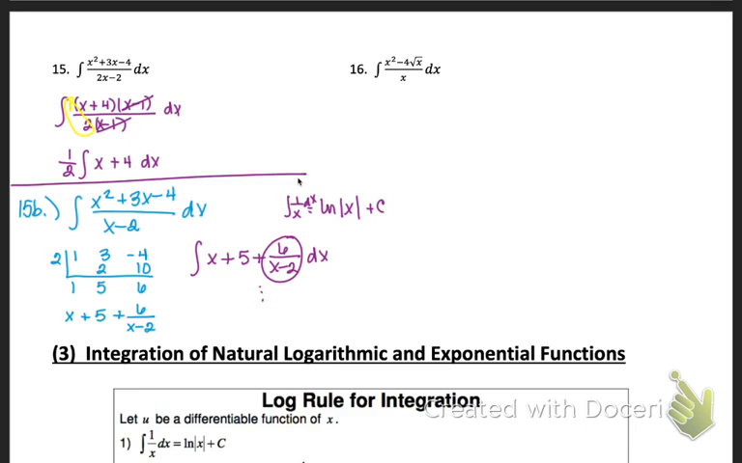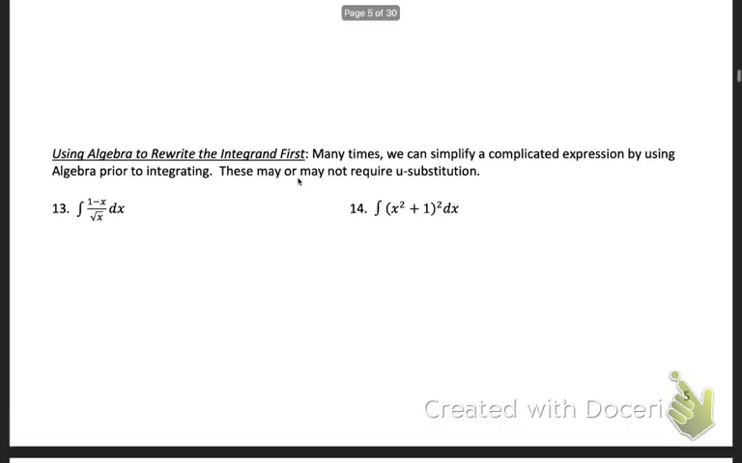Any algebra tools that we have are going to work here. Number 16 is just like number 13. You can either divide or write this as x to the negative 1 and distribute it and go from there. So I'm going to leave that as an exercise for yourself, and we're going to call that good for today.